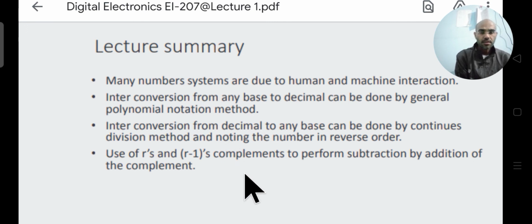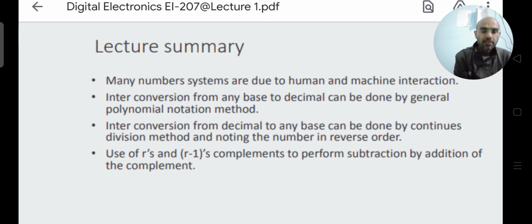In this lecture, we have learned about various number systems and the reason for using so many number systems. In short, the reason to use these various number systems is nothing but convenience and the interaction between man and machine. The other thing we have seen is how to convert a number in any base to the decimal number system, and vice versa. To convert a given number to the decimal number system, we use the general polynomial notation method and multiply the place value with the face value in the given base.